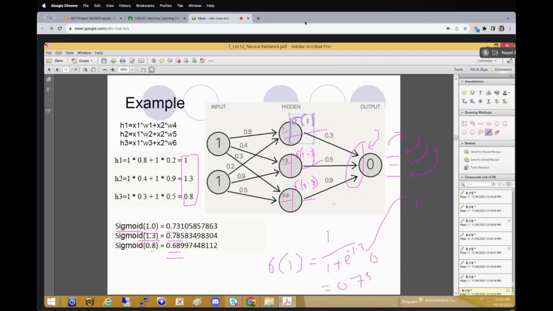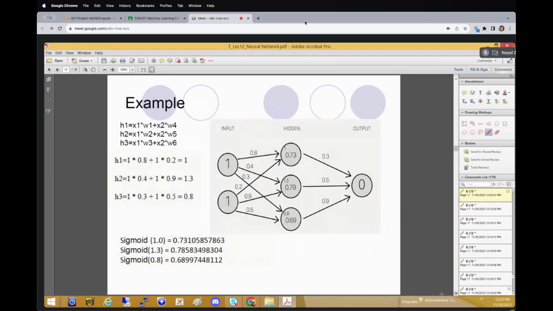Now we have to continue the forward propagation. So we got the hidden layer values and also the sigmoid values. Now what we have to do is find out the value of our output unit.